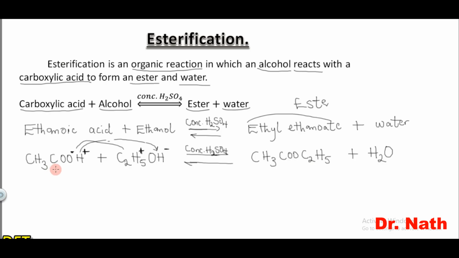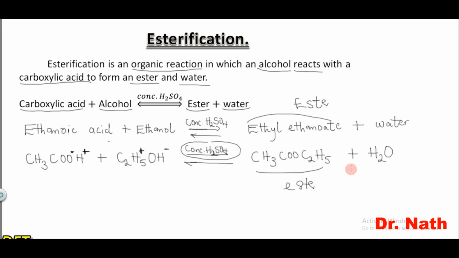So when ethanoic acid reacts with ethanol in the presence of concentrated tetraoxosulphate(VI) acid, you are going to have ethyl ethanoate and water. This reaction is referred to as the esterification reaction. This is the ester here and this is water. Remember, the concentrated tetraoxosulphate(VI) acid is acting as a catalyst and a dehydrating agent. It is what will remove water from these two reactants to form ethyl ethanoate and water.